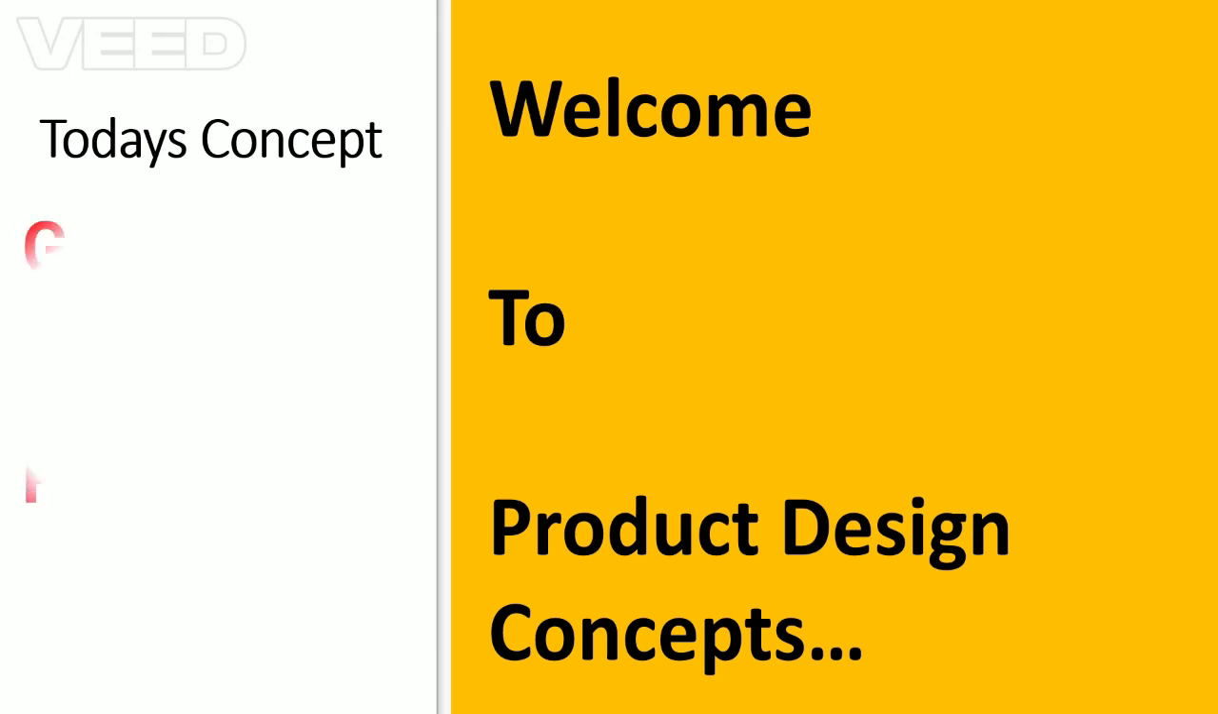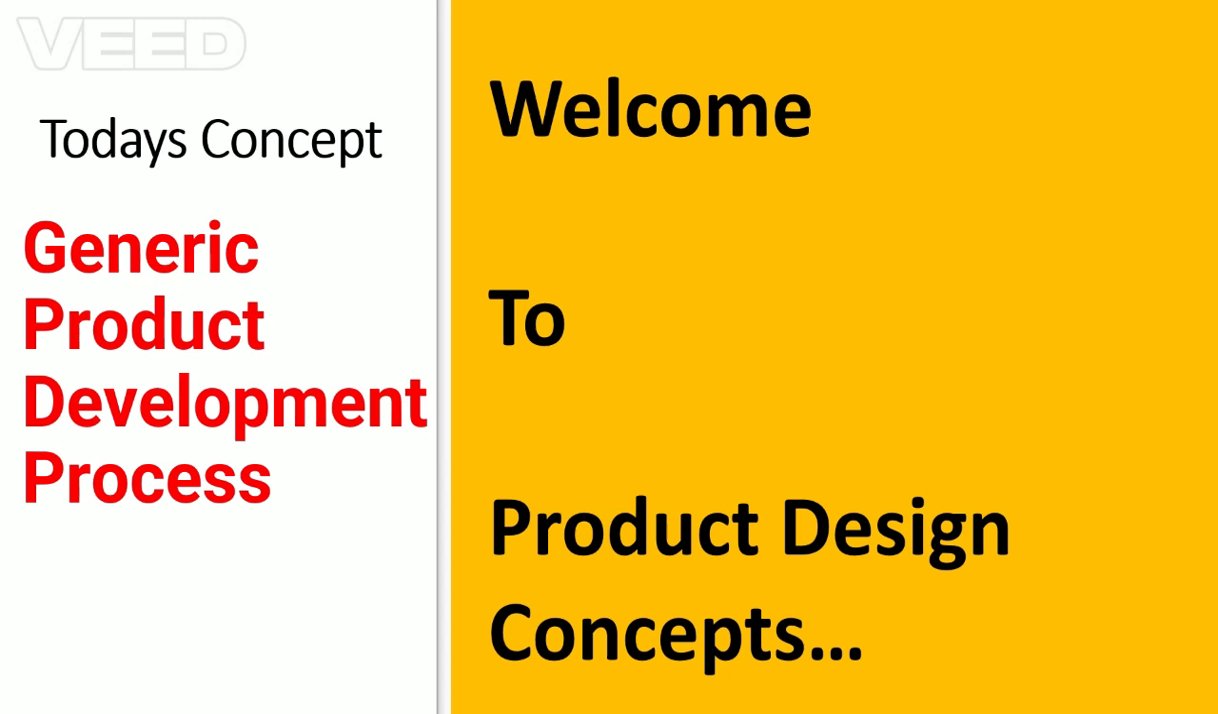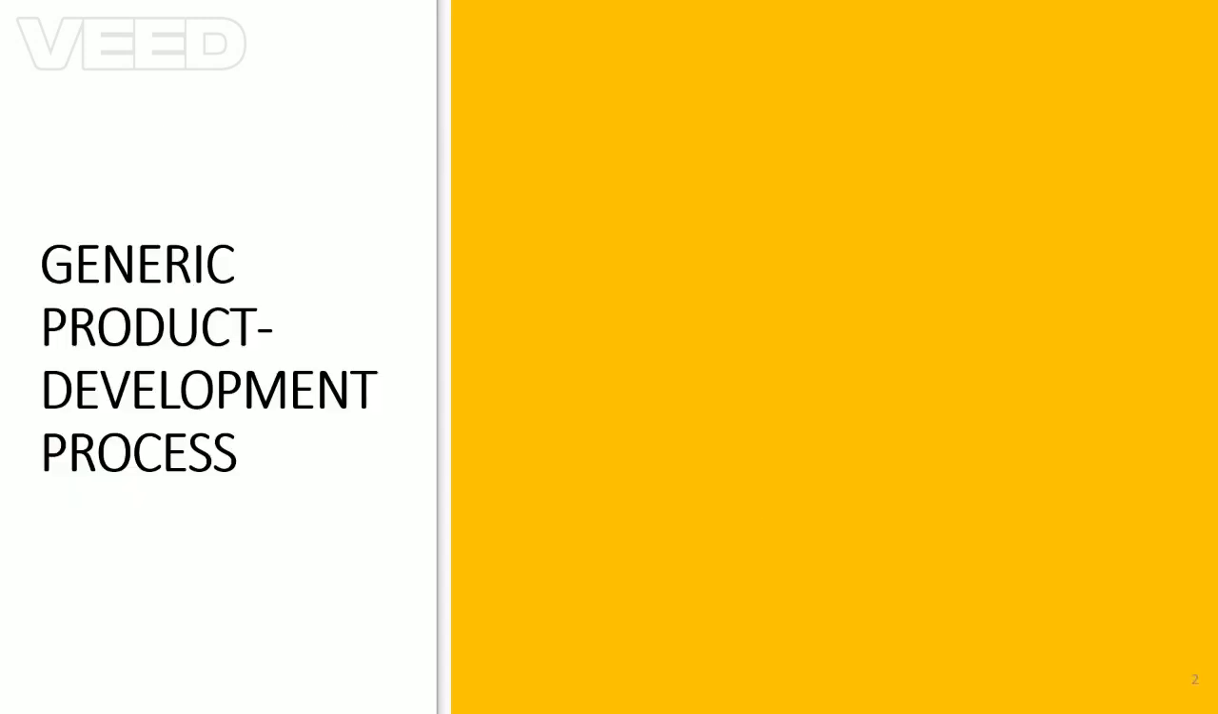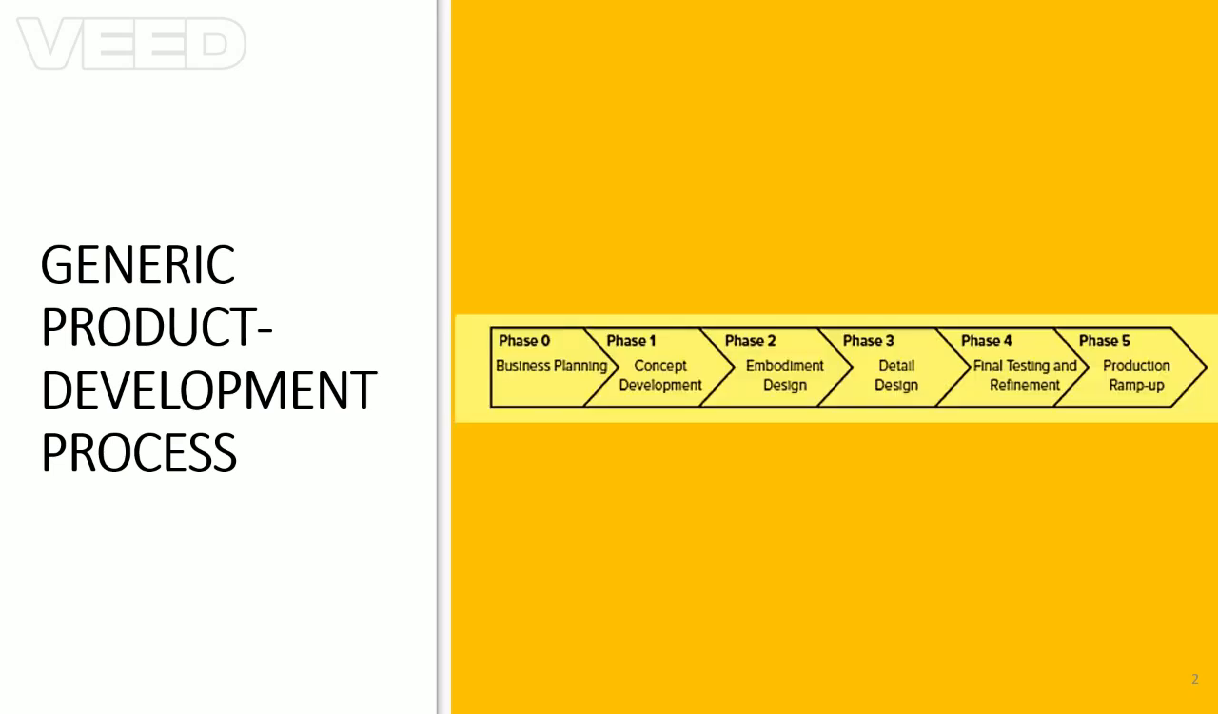Today's concept is the generic product development process. So let us understand what a generic product development process is with a schematic. It starts with phase 0 and ends at phase 5. These are the various phases of a generic product development process.